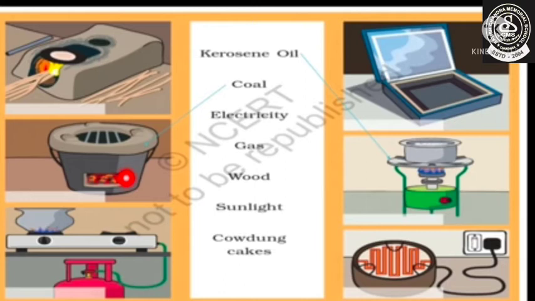Here is an activity given in your book where you have to match the fuels with the cooking appliances where we are using that fuel. So in the first one we can see a chulha where we use coal or wood as a fuel. So in this way you have to match the fuels that are given along with the cooking appliances, means in which cooking appliance we use which fuel.